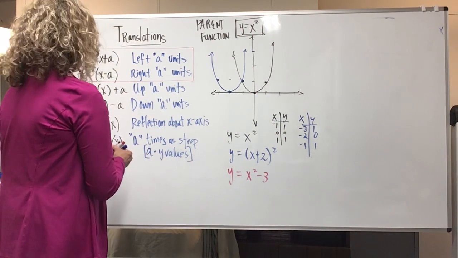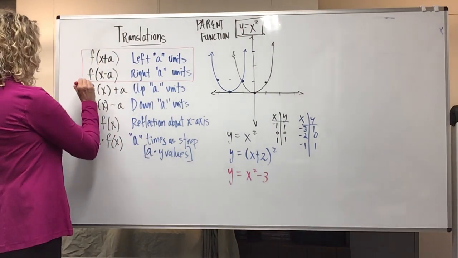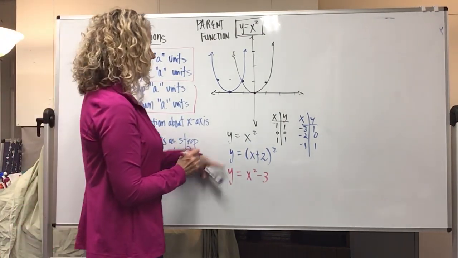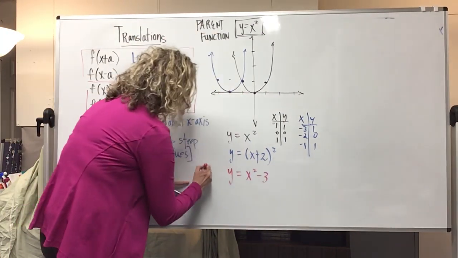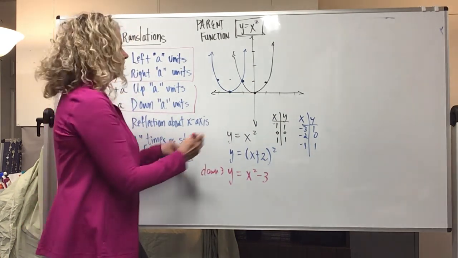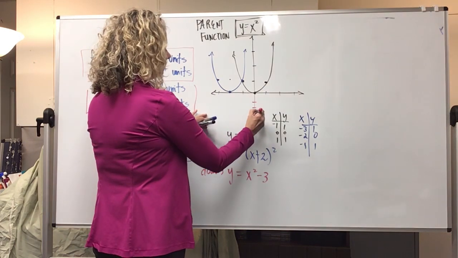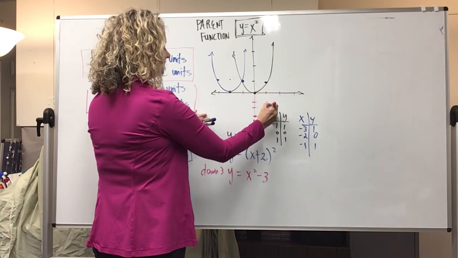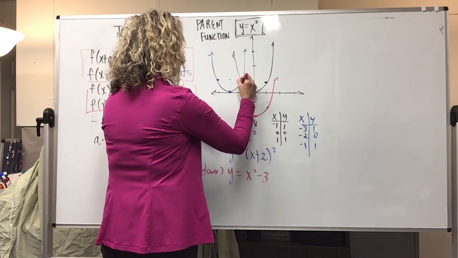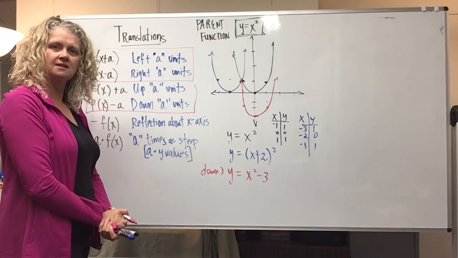This dictates vertical motion. So, looking here, this is going to be down 3. So we're going to take each point on the parent graph and we're going to move it down 3. So you can see how quick and efficient it is.